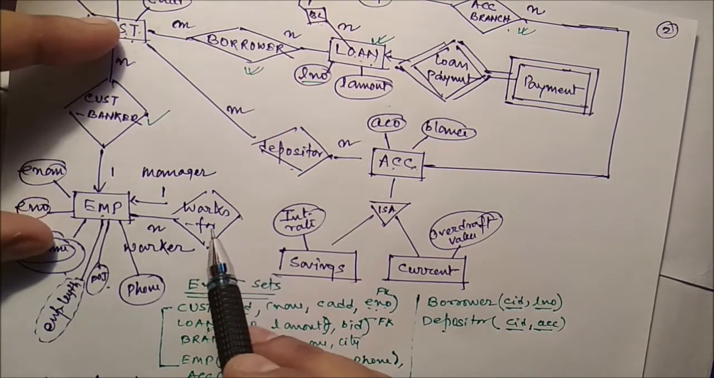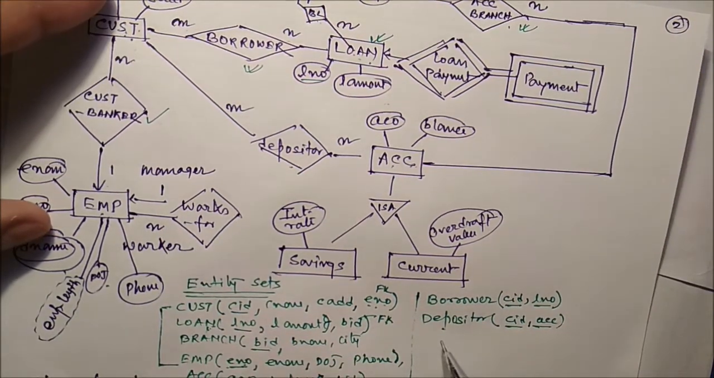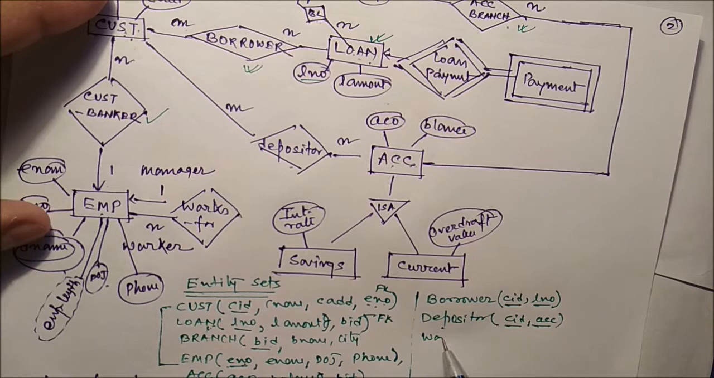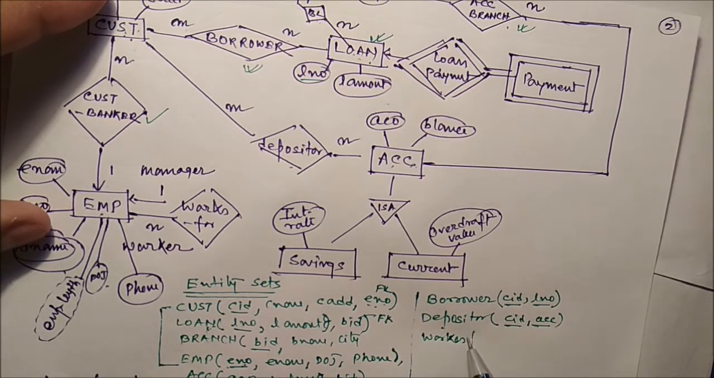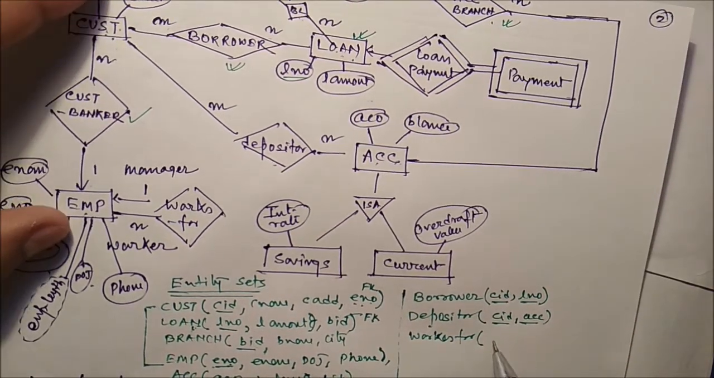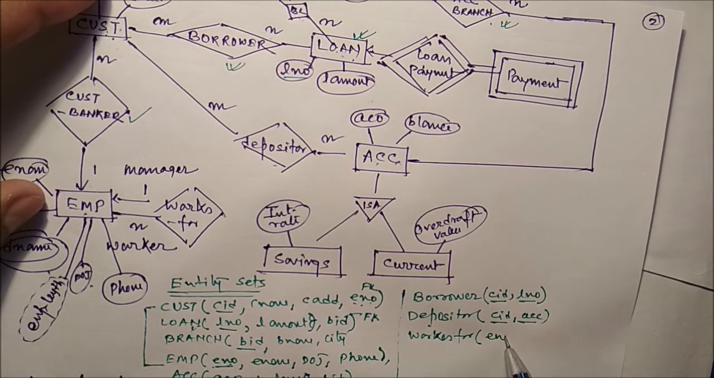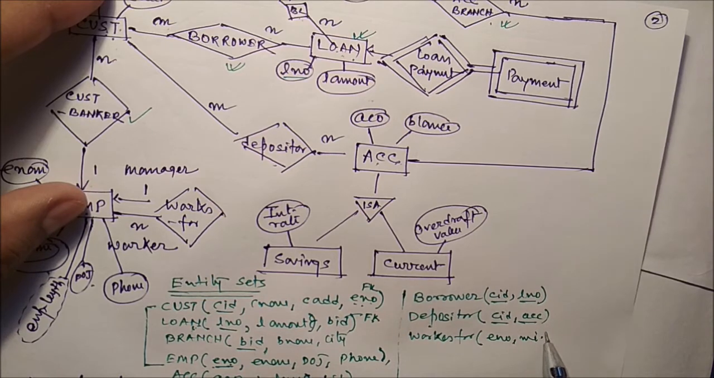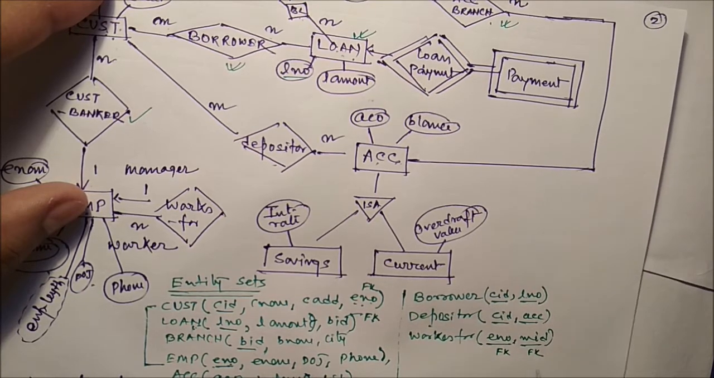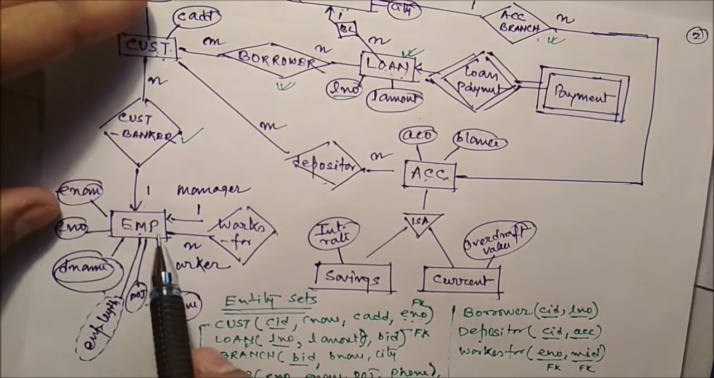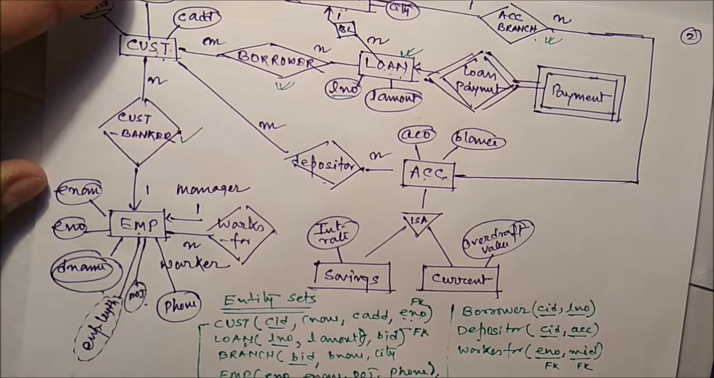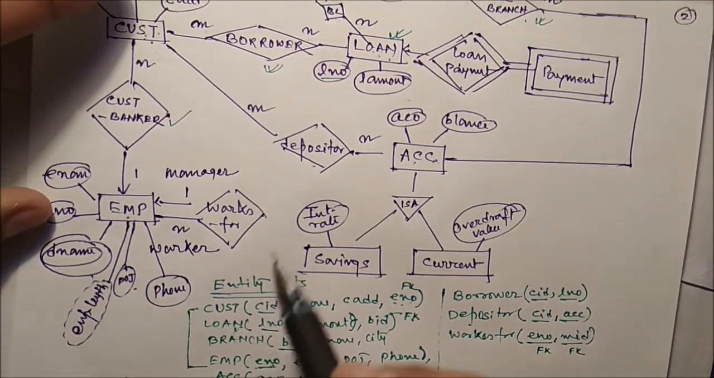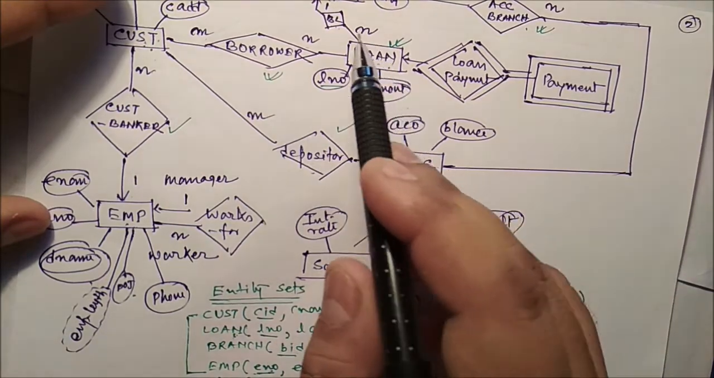Now works for, here it is what? It is 1 to N. So here we need a works for table for the recursive relationship. Here we can put the employee number and manager ID. Employee number and manager ID both are foreign keys, so that we have to take from this particular employee table. Are you getting this one? So depositor, borrower, branch loan, account.